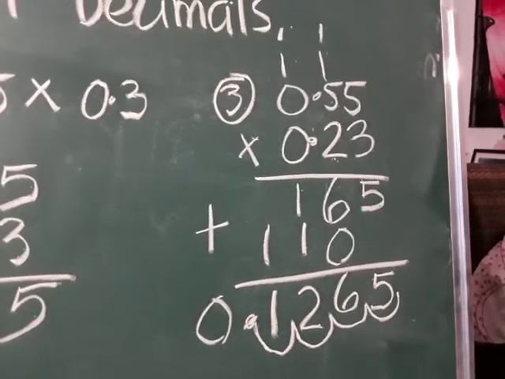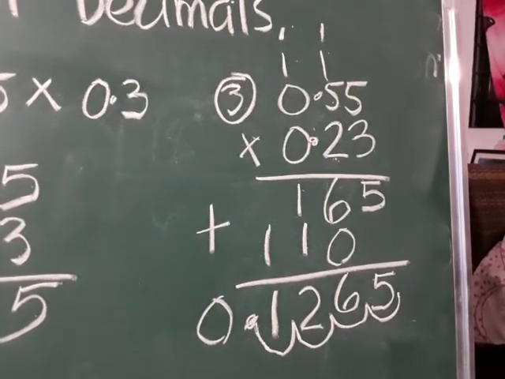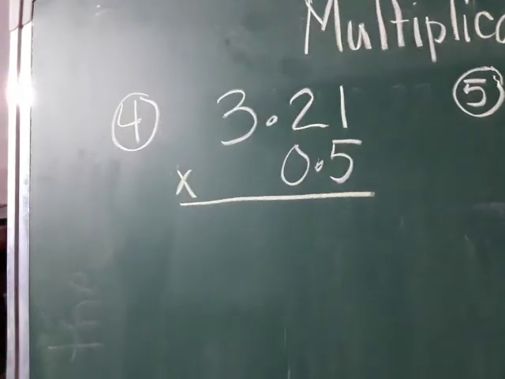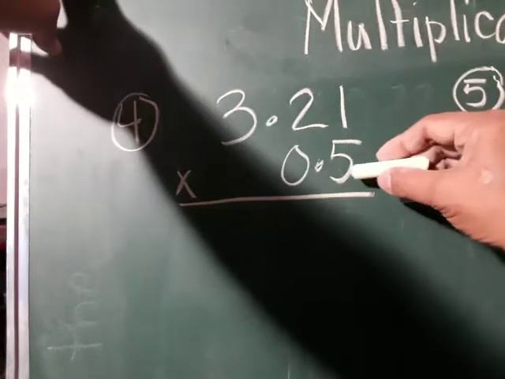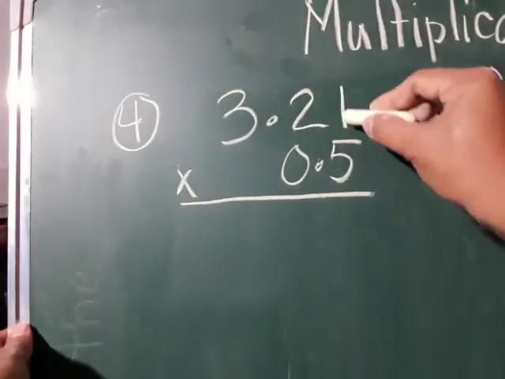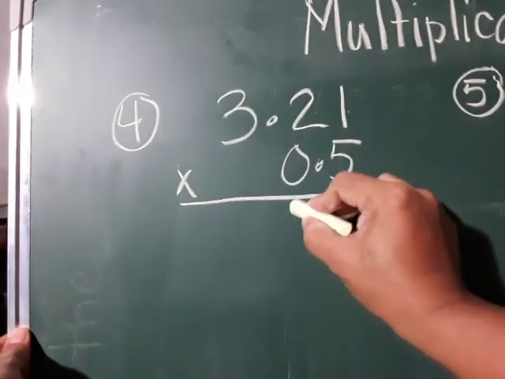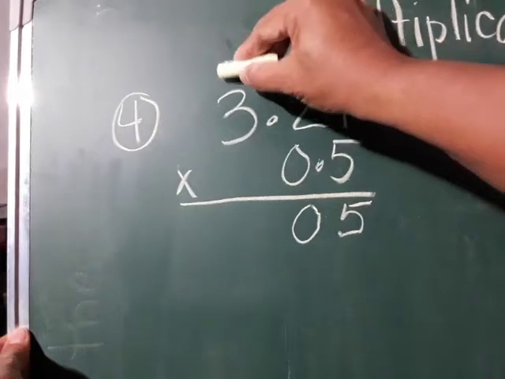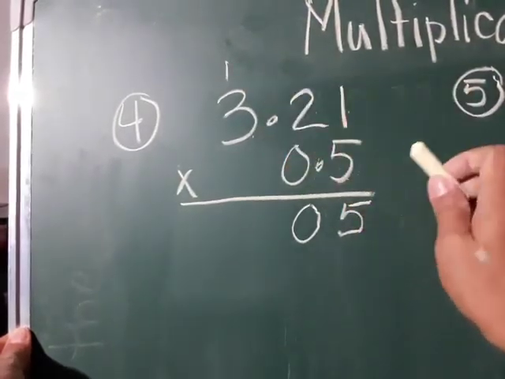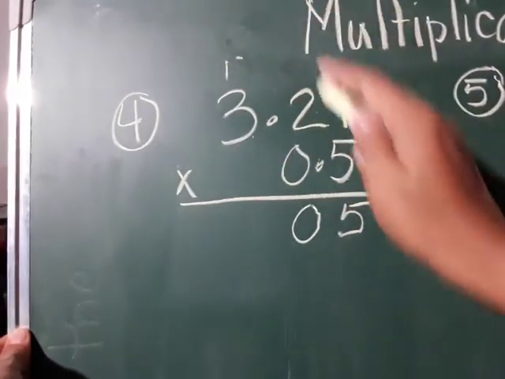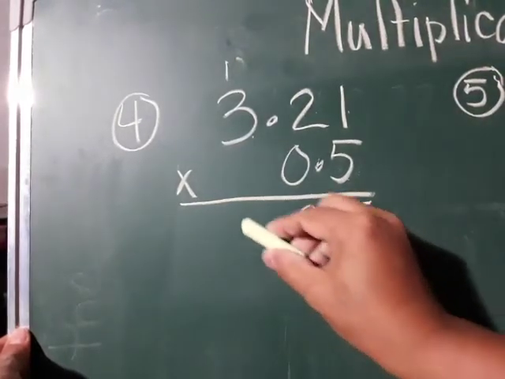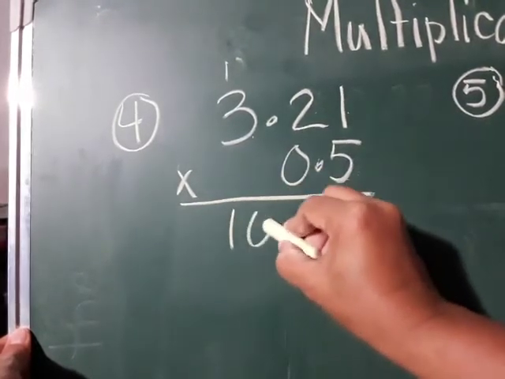Okay, so let's have more examples. Let's proceed with example number 4. We have here 3.21 times 0.5. So let's multiply first. 5 times 1 is equal to 5. 5 times 2 is 10. Carry 1. 5 times 3 is 15 plus 1. Don't forget to add your carry, okay? So we have 16.